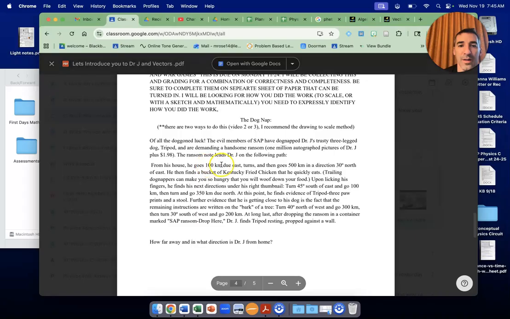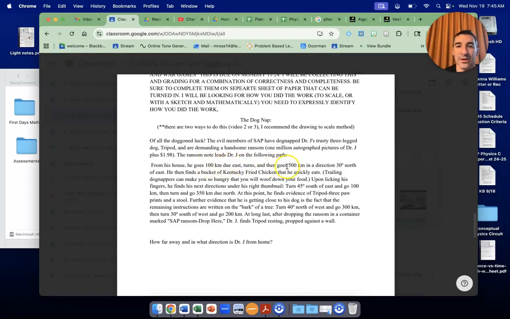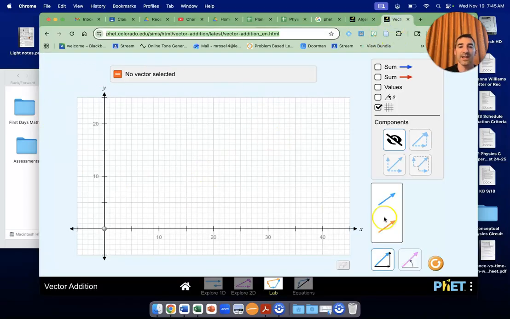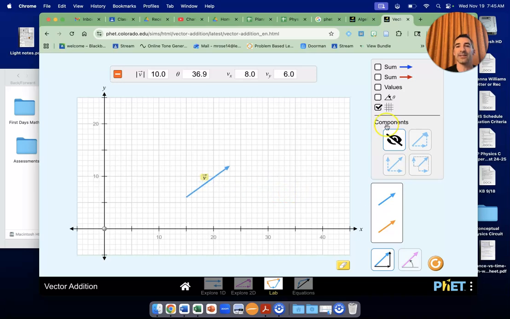From his house, he goes 100 kilometers east, then he turns and goes 500 kilometers in the direction of 30 degrees north of east. So I go here, and now you're going to notice I am going to need a scale, and I'm not going to tell you what that scale is, but this is all of the room I have to work with. So I'm only going to use the same color vectors, and the reason why I'm going to do that is you see these values up here where they have sum and sum. After I add them all up, I can look for the sum, and you're going to check to see if the sum adds to the same resultant and the same degrees that you got yesterday.